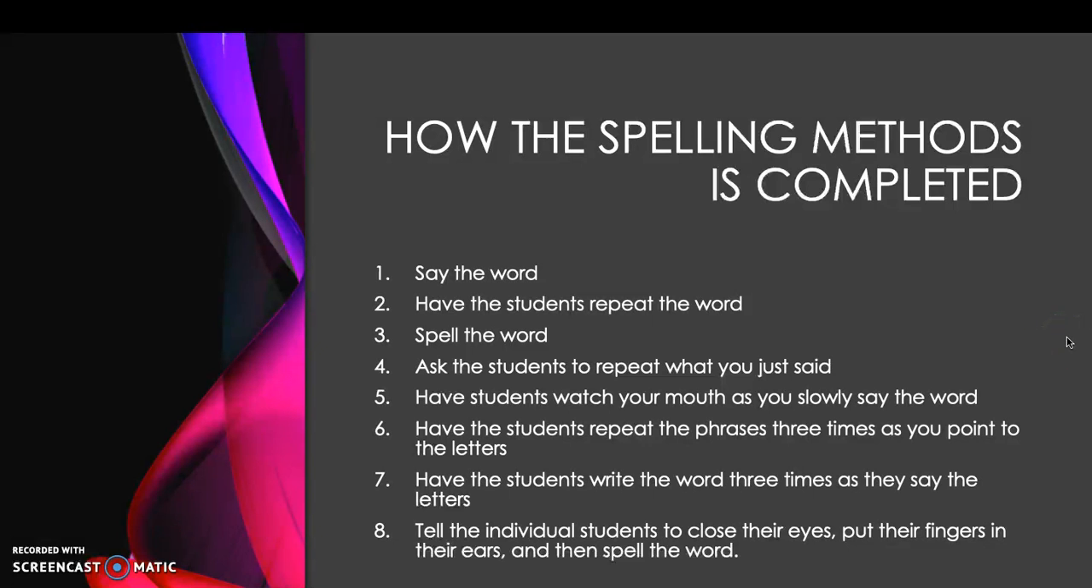How the spelling method is completed. Say the word, have the students repeat the word, spell the word, ask the students to repeat what you just said, have students watch your mouth as you slowly say the word, have the students repeat the phrases 3 times as you point to the letters, have the students write the word 3 times as they say the letters, tell the individual students to close their eyes, put their fingers on their ears, and then spell the word.